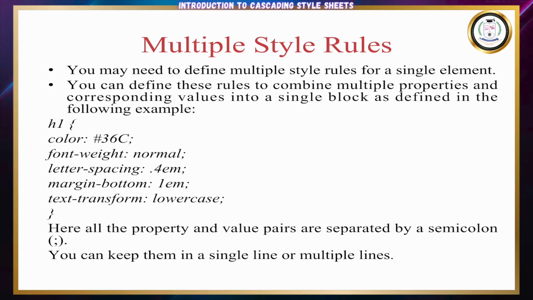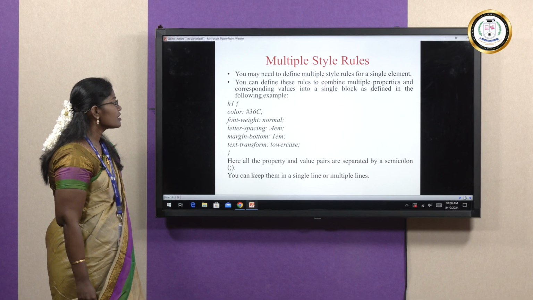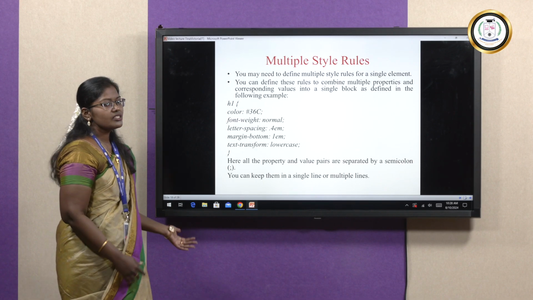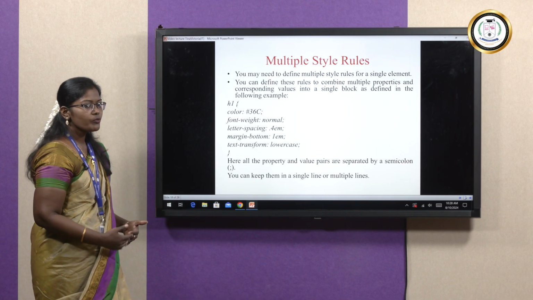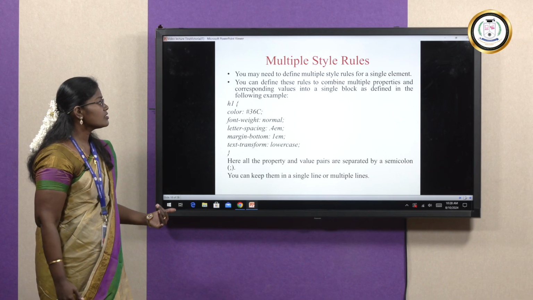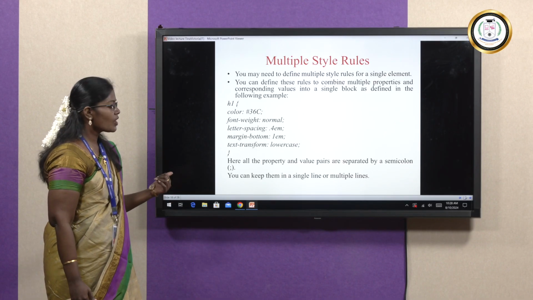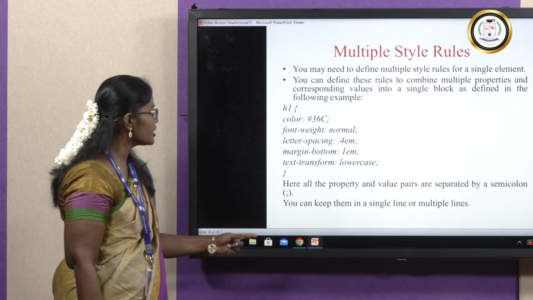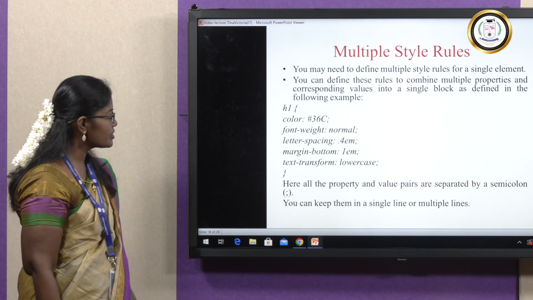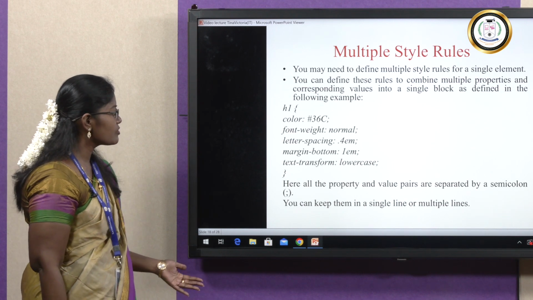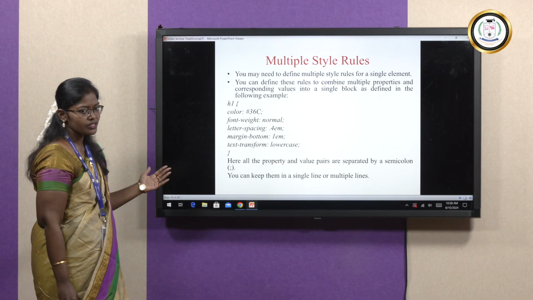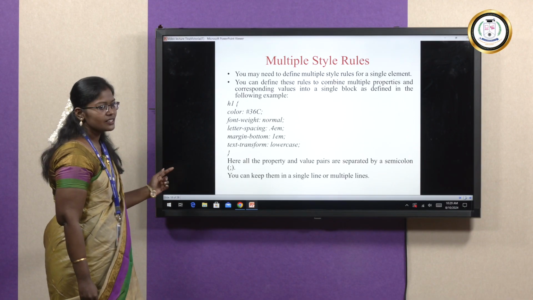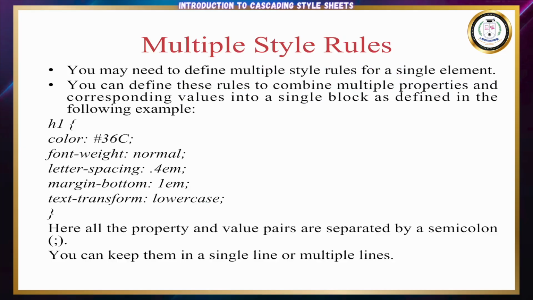So, multiple style rules. You may need to define multiple style rules for a single element. You can define these rules to combine multiple properties and corresponding values to a single box. This is mainly used when you have one or more properties or values, so for one tag, you can add multiple styles. This is an example. Here the H1 tag has color, font weight, letter spacing, margin bottom and text transform, all these properties and values for a single tag.